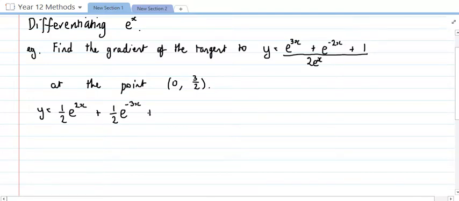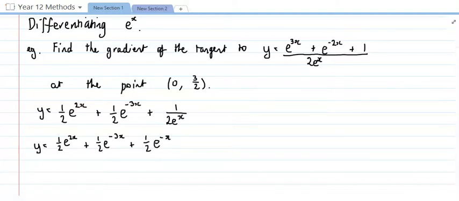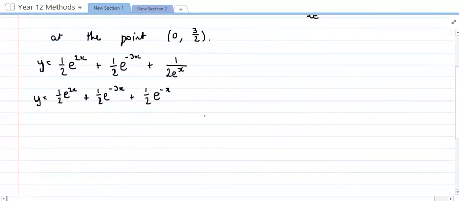And then I also have plus 1 over 2e to the x, so I'm going to write that like this. If I write that in a slightly nicer way, I could say that's half e to the 2x plus half e to the negative 3x, and then plus half e to the negative x. So, I've got my equation here. Now I need to differentiate this.